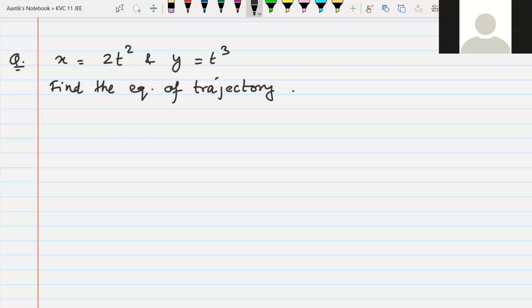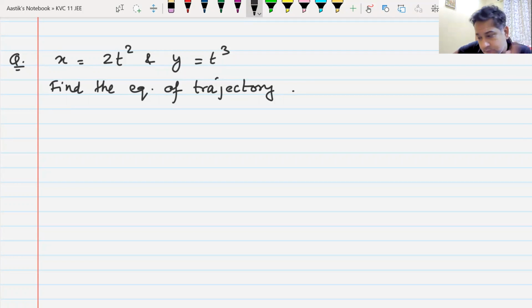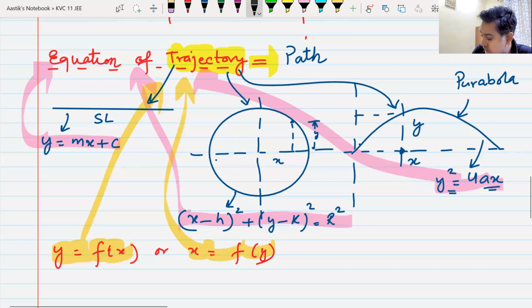T power 6 is equal to 8t squared, sir. Okay. Does it look like this, which I just told you? Does your answer look like this? If your answer looks like this, that is correct. What have you done? Tell me.